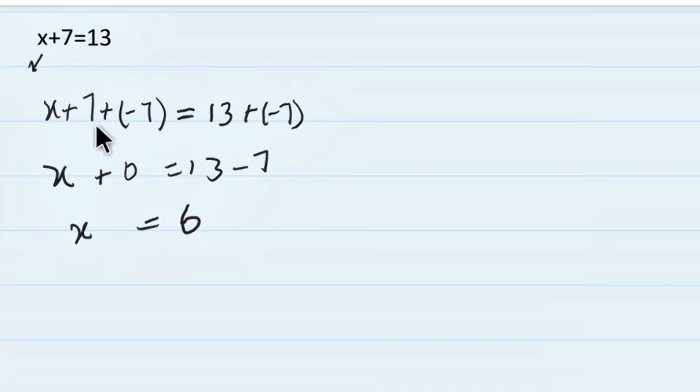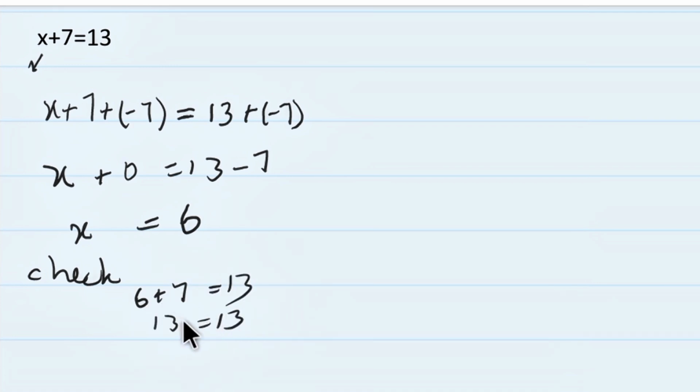Now to check if our solution is correct, we will replace the value of x in our original equation, that is x plus 7 is equal to 13. So we will check the solution by replacing x is equal to 6 here. So 6 plus 7 is equal to 13, and we know 6 plus 7 is 13. Since both sides are equal, it satisfies the equation, so it makes the equation true. So x is equal to 6 is the solution of our given equation.